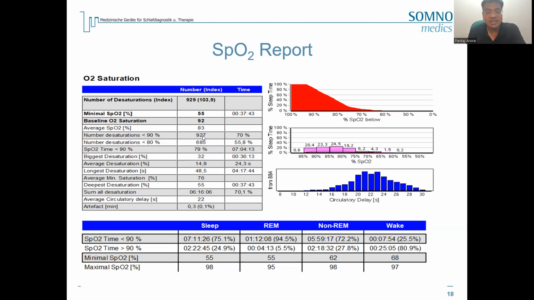And 927 times or 70% of the time his oxygen desaturation was below 90%, and 55% of the times his desaturation was below 80%. So it gives you a fair idea of how the oxygen desaturation has gone during the whole night. This gives you a clear indication in table format as well as graphical format. It also gives you whether SpO2 was going into desaturation more in REM stage or non-REM stage. So it gives you a clear, complete snapshot of the SpO2 report.